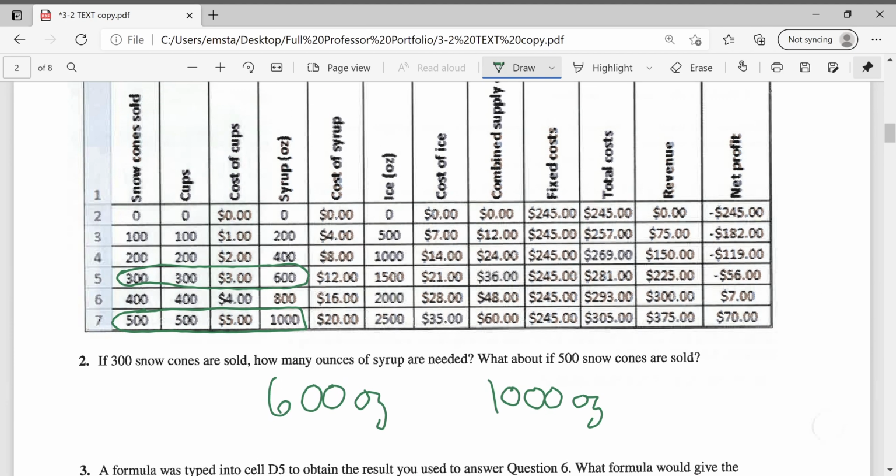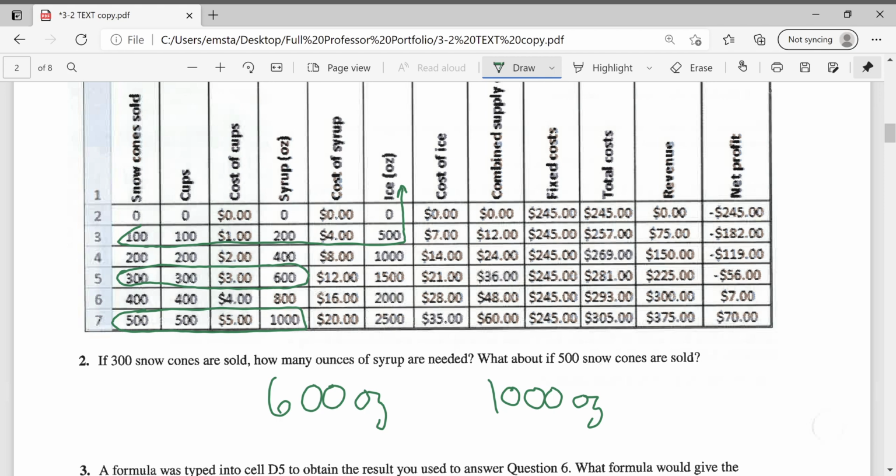So if I sell 100 snow cones, what would 5 times 100 be? Well, it would be 500. So I'm going to look at 100 and go all the way across until I find 500. And I found it. So it looks like 5 times X is going to be the amount of ice.